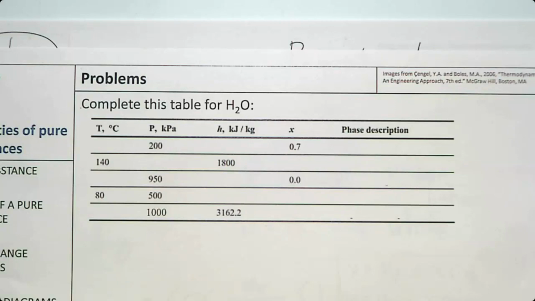Each row gives you two values. In this case, we have water whose pressure is 200 kilopascal, quality x is 0.7. We don't know anything else. So find T, find h, find the phase. Or the second problem, I don't know anything about this water, but temperature is 140 and specific enthalpy is 1800. Please find P, please find x and the phase. So how many problems? 5. You will see a similar table in your first exam, that is 40%.